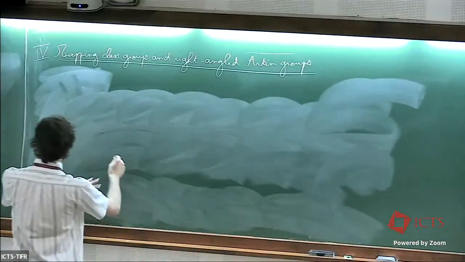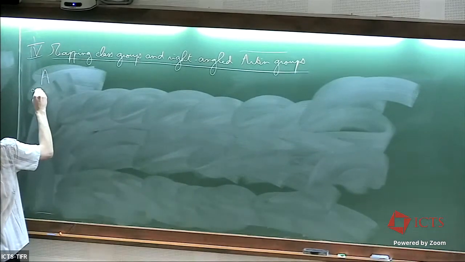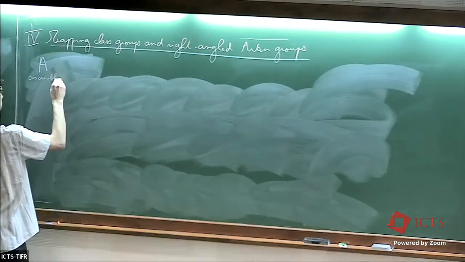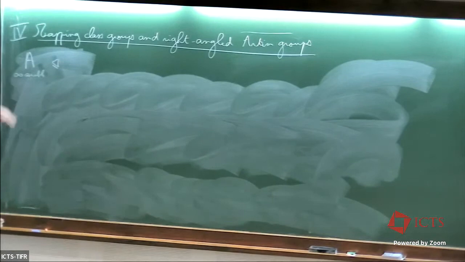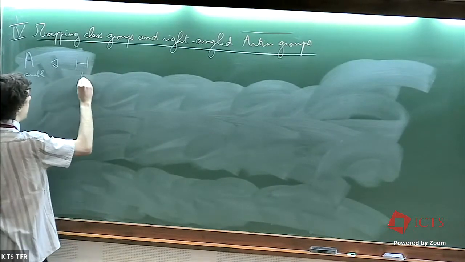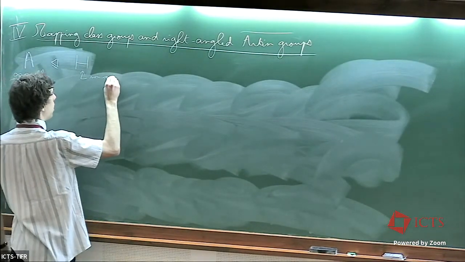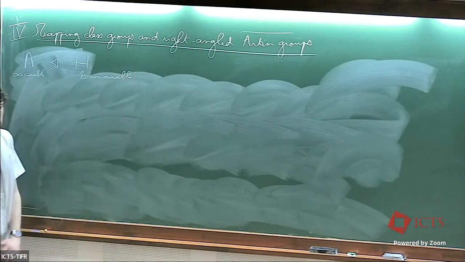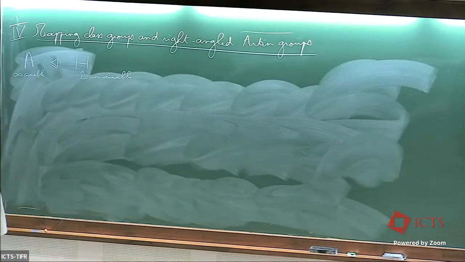So remember what I just erased: I have an infinite amenable subgroup A that's normalized by H, and H is non-amenable. And I want to prove that H fixes a curve. Okay, so let's start our Adams-Stiles argument.